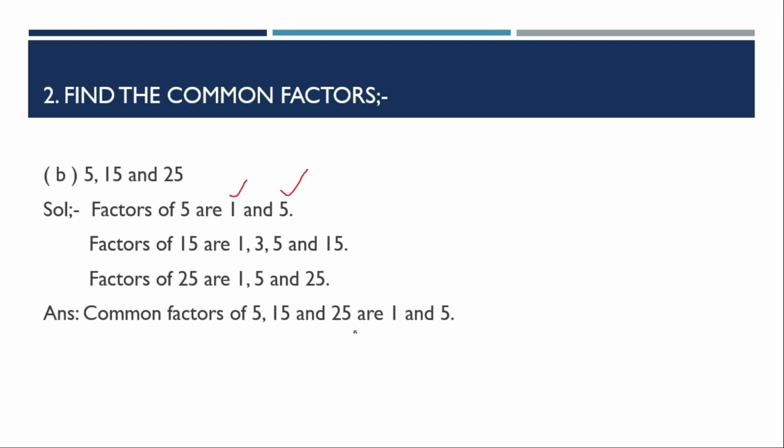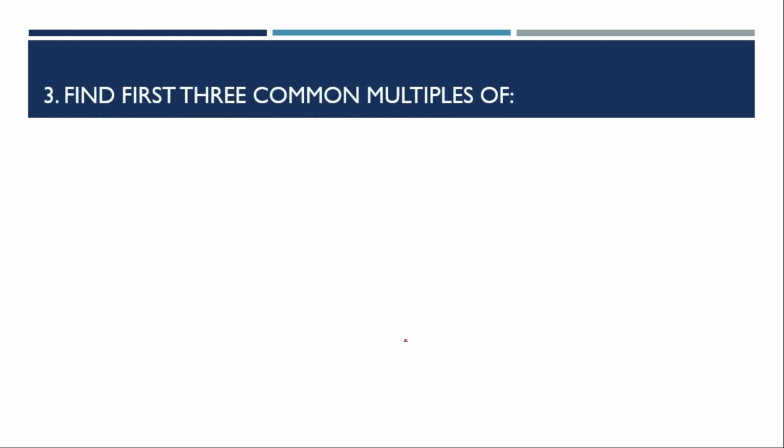Okay, let us move on to the next sum. Find the first 3 common multiples of 12 and 18. Here, for common multiples, the numbers we write must be greater than the given number. The first number alone will be equal to that. So what are the multiples of 12?